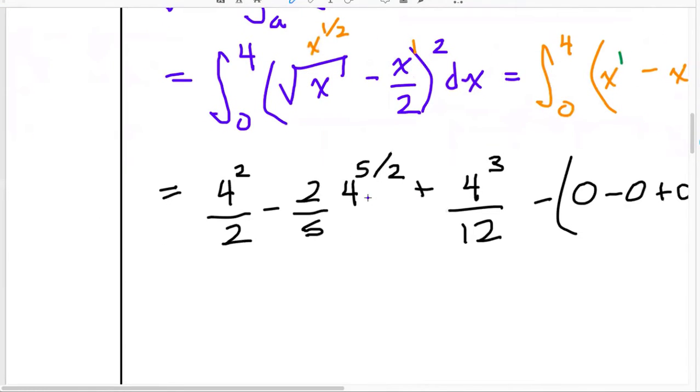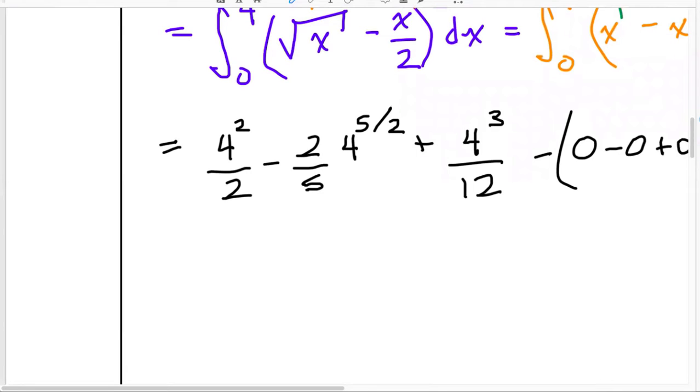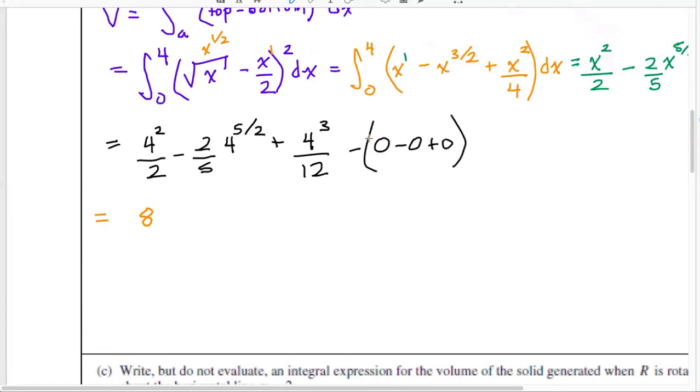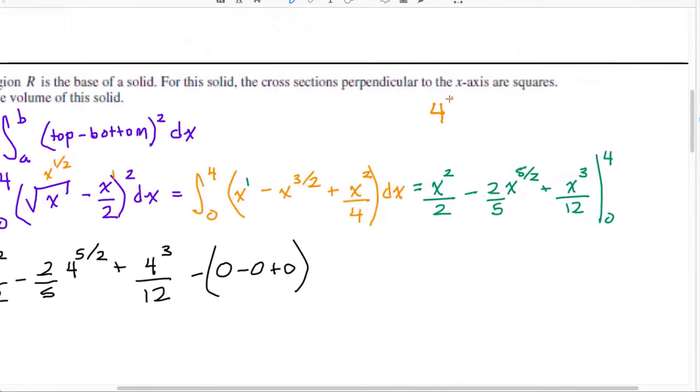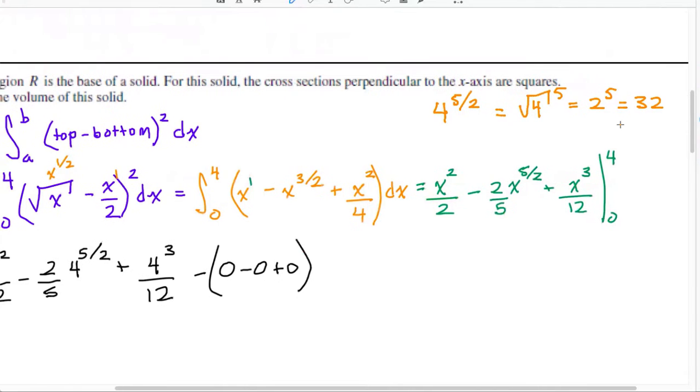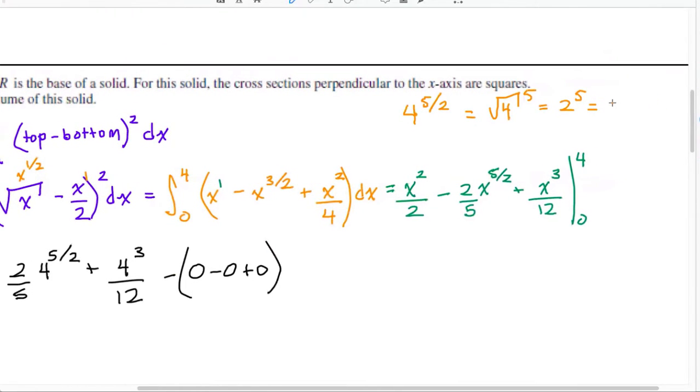Okay, time to simplify this. So 4 squared is 16, and 16 divided by 2 is 8. Now 4 to the 5/2. Let's do some scratch work up here, in orange again. I'm going to skip some steps now. 4 to the power of 5/2 is the same thing as the square root of 4 to the power of 5, and 2 to the power of 5 is equal to, is that 32? No, it's 64. Dang it. 2 to the power of 4 is 32. 64.